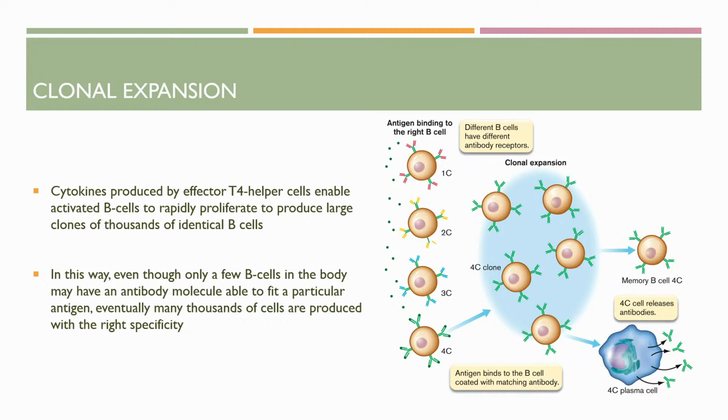And so basically when these T helper cells help to activate B cells, the B cells that are activated can rapidly proliferate and produce a large amount of clones, thousands of identical B cells. And so in this way, even though only a few B cells in the body may have an antibody molecule that's able to fit that particular antigen, eventually you have so many clones and expansions that make thousands of cells produced with the right specificity to the antigen. So that's how we make memory B cells. It's called clonal expansion.